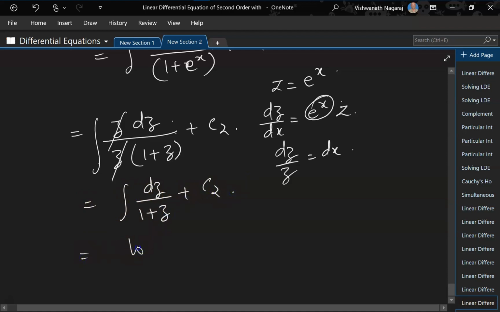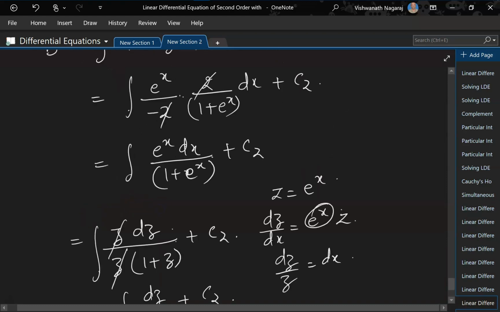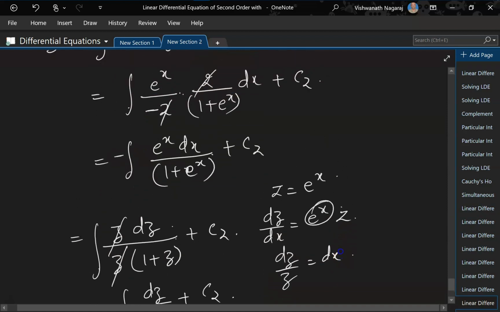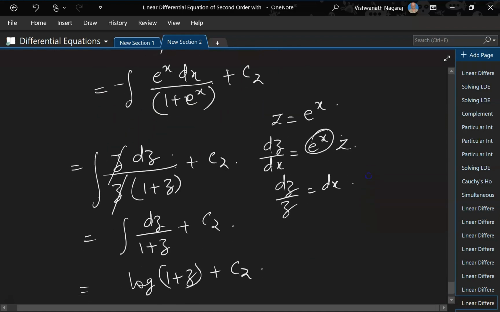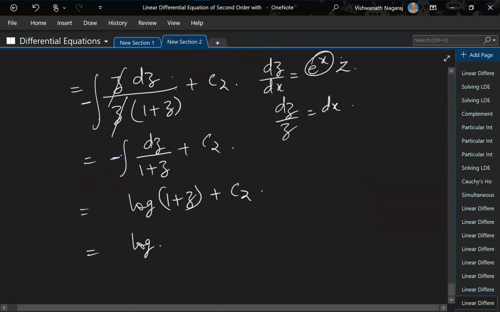And this is straightforward log of 1 plus z plus c2, which means this is log of, by the way, I missed this minus sign, right? So let's bring this minus sign. That is why it is better to bring the minus sign out as early as possible, right? Then you tend not to miss it. So minus log of 1 plus e to the power of x plus c2.